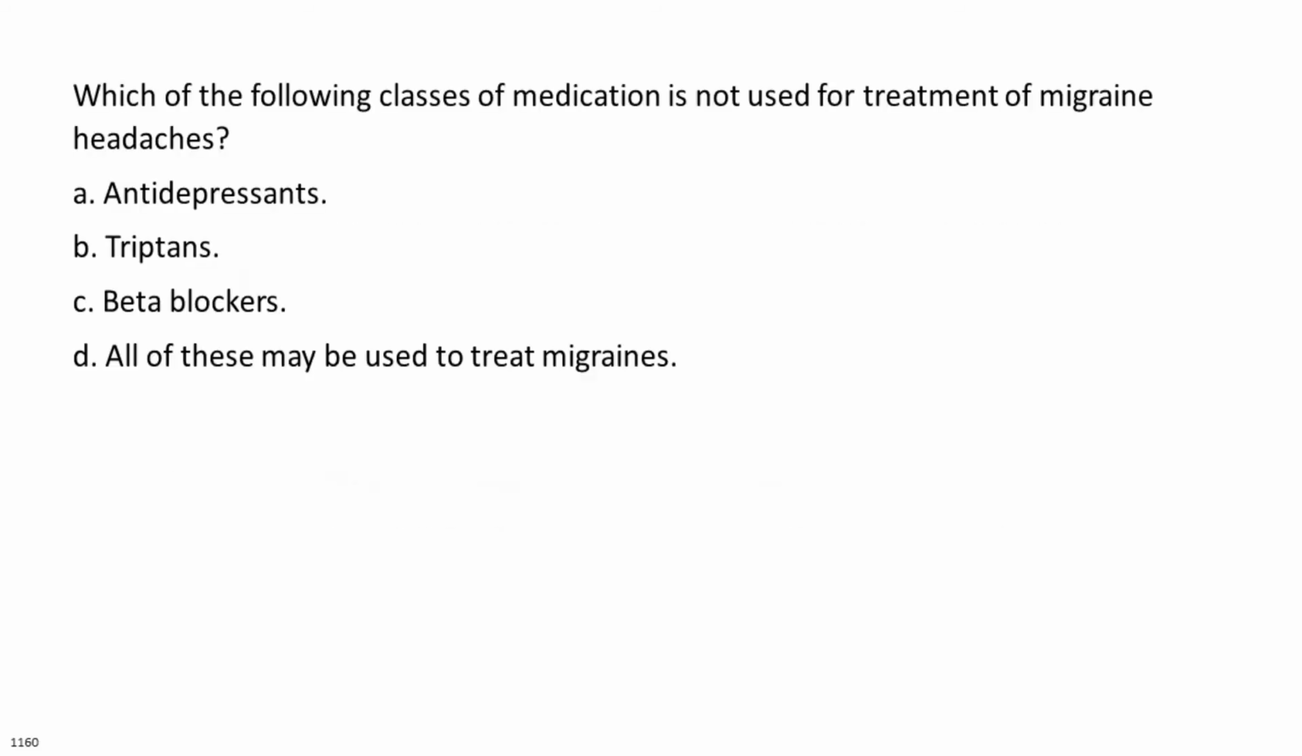Which of the following classes of medication is not used for treatment of migraine headaches? A. Antidepressants. B. Triptans. C. Beta blockers. D. All of these may be used to treat migraines.